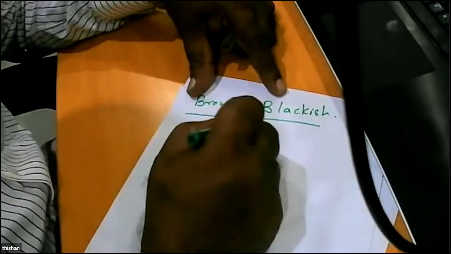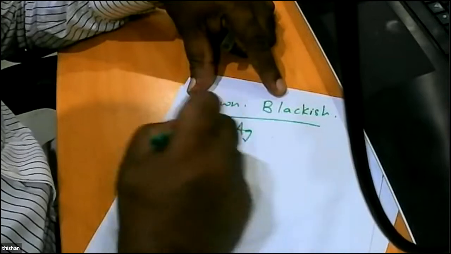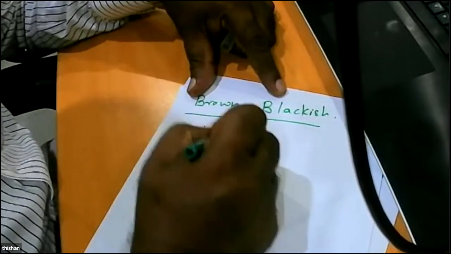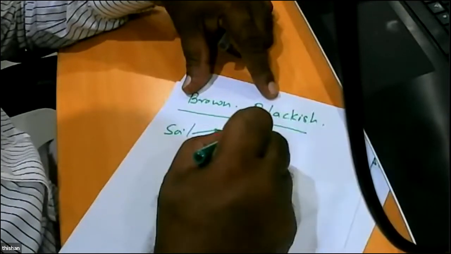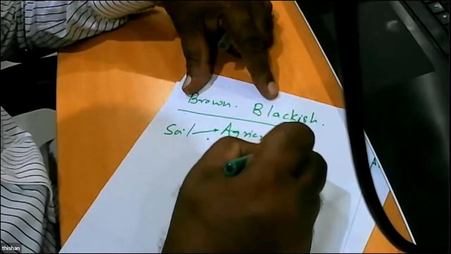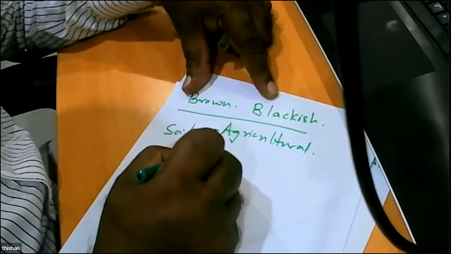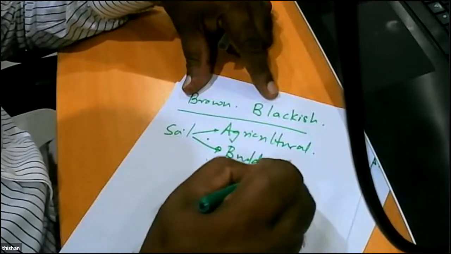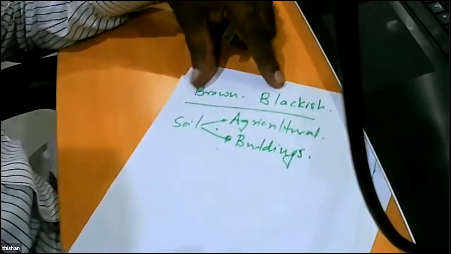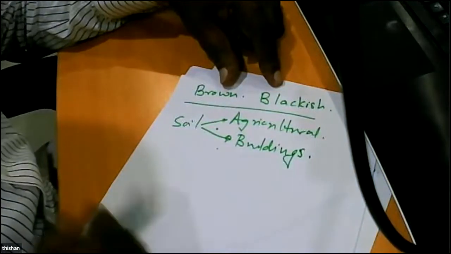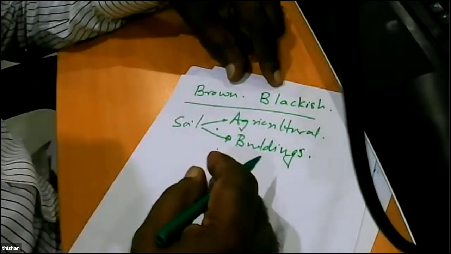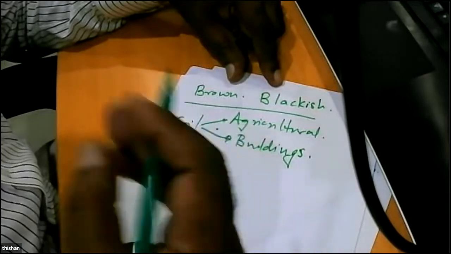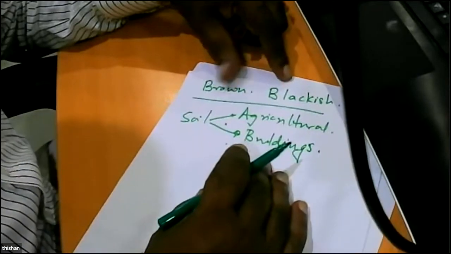So that is the agricultural side of it, because when you use soil, we can use the land for agricultural purposes, or we can use the land for building purposes. We can use the land for buildings, or we can use the land for agriculture. So if you are using land for agriculture, you are going for organic. The ideal is to go for organic agriculture.